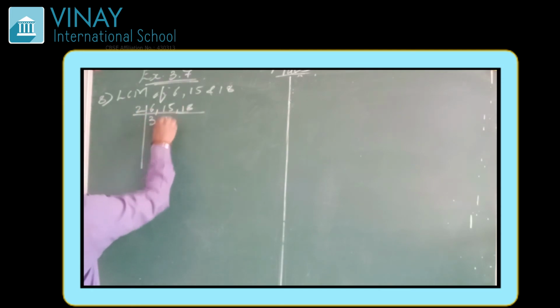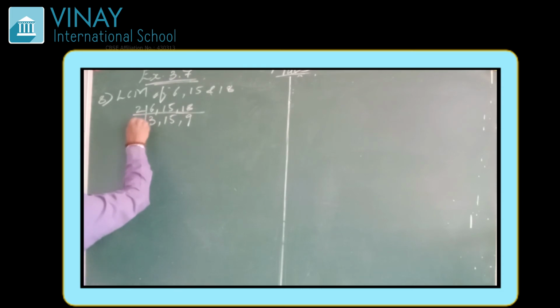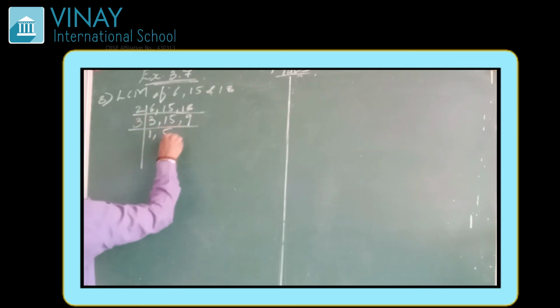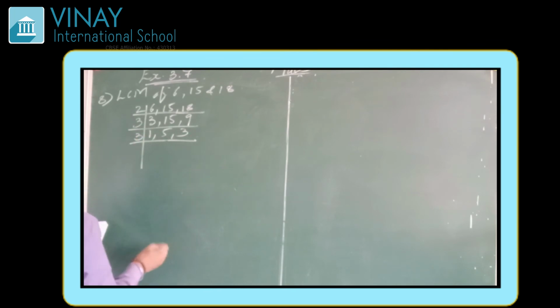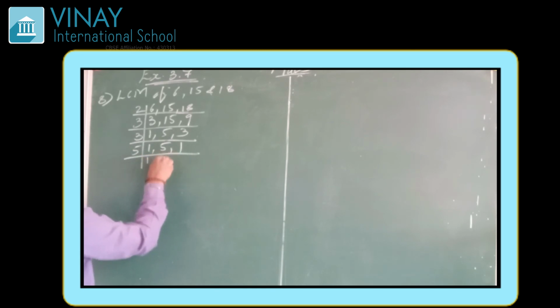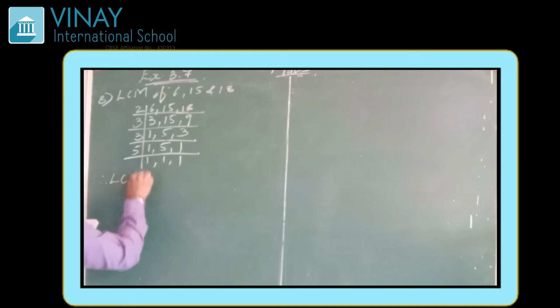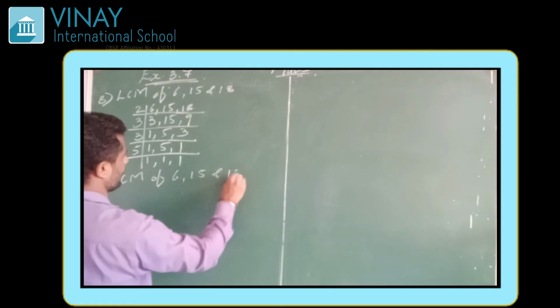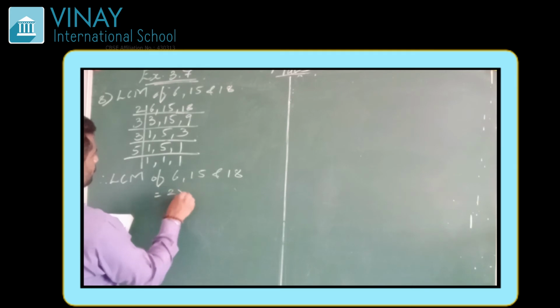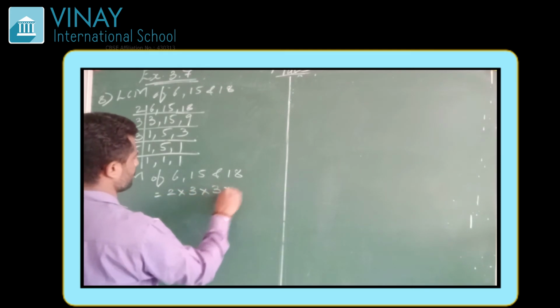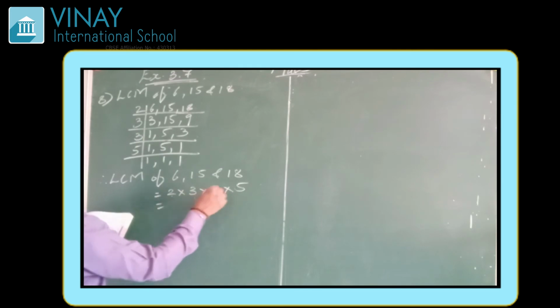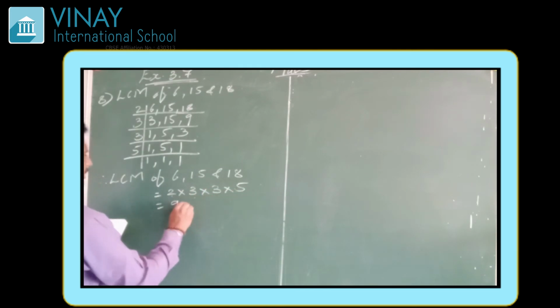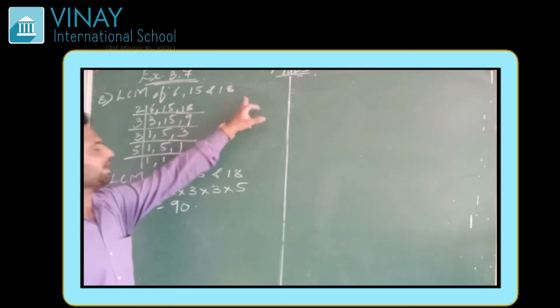So for the LCM of 6, 15 and 18: divide by 2, we get 3, 15, 9. Divisible by 3, then it will be 1, 5, 3. Again divisible by 3, 1, 5 as it is, then it will be 1, 1 and 1. Therefore LCM of 6, 15 and 18 is equal to 2 into 3 into 3 into 5. 2 threes are 6, 6 threes are 18, 18 fives are 90. So the LCM of 6, 15 and 18 is 90.